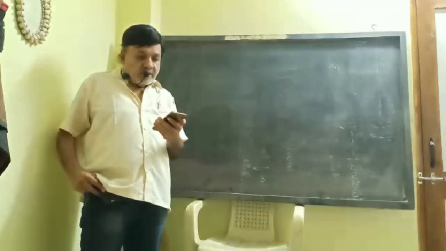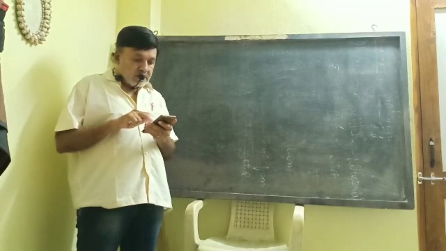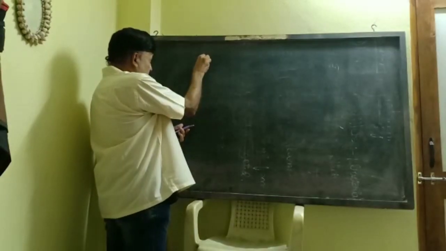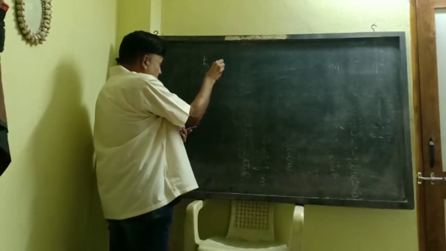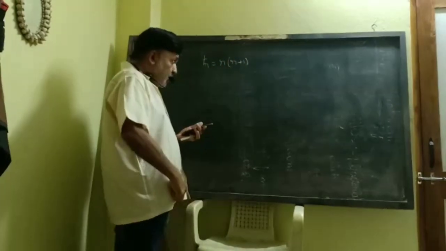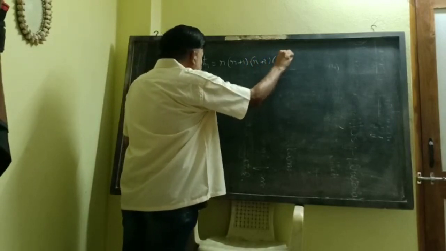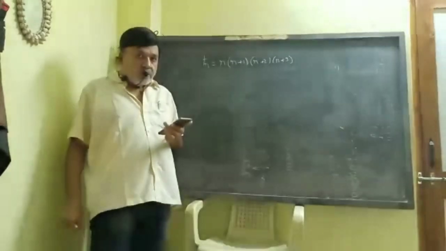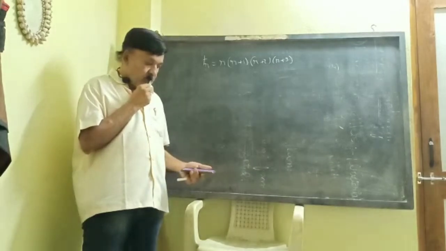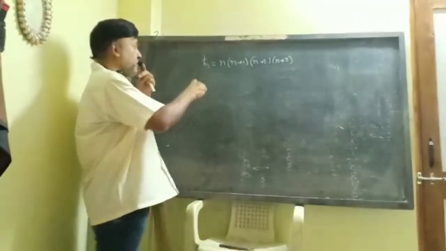We'll continue where we left off in the last class. I think in the last class I gave a problem like this: the rth term of a progression, Tr, is equal to r into r plus 1 into r plus 2 into r plus 3. I want you to find the sum of n terms of the series. This is the problem I gave in the last class. We'll continue with this problem.